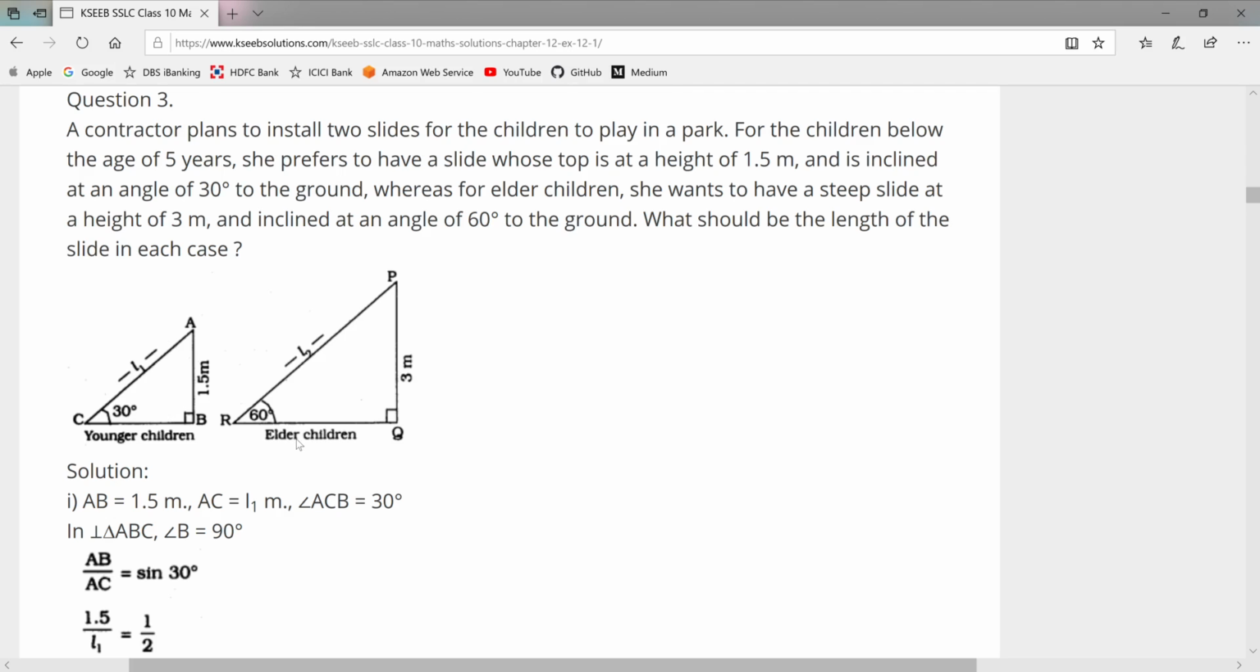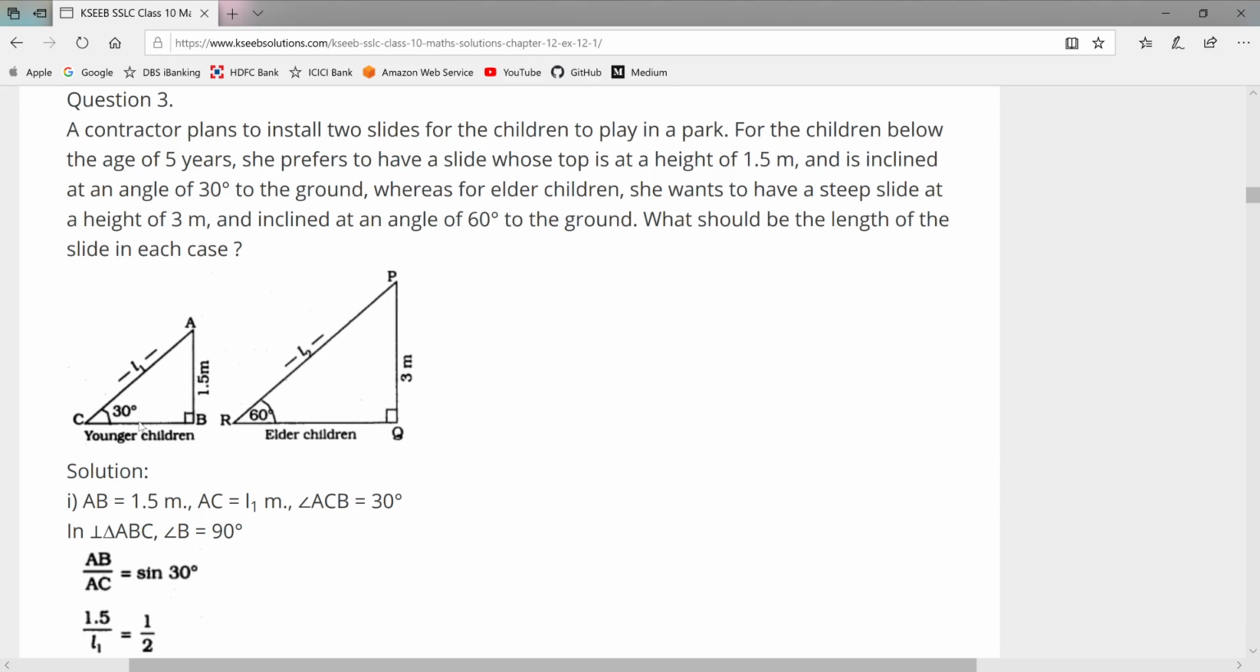In the first triangle, ACB, the angle is 30°. The side opposite to this angle at C is AB, that is 1.5 meters. This is the opposite side, the hypotenuse is AC and the adjacent side is BC. We are not going for the adjacent side here; only the opposite side and hypotenuse we have to check. With the angle 30° and the opposite side given, we have to calculate the hypotenuse. Opposite and hypotenuse are both included in the ratio sine, so we have to take sine theta here.